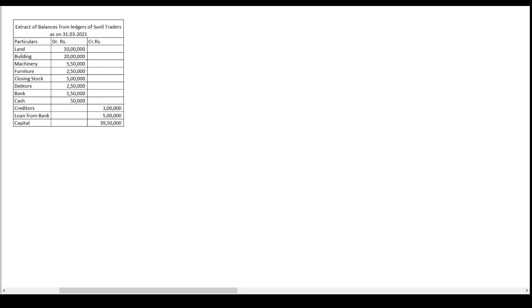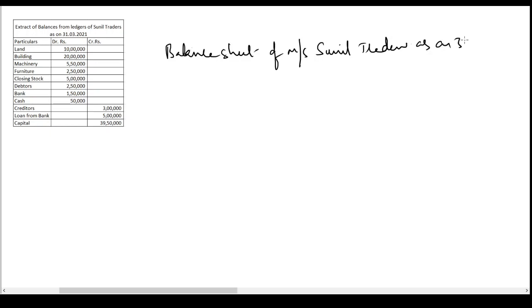So what we are going to do is prepare the balance sheet of the trader. We'll write here. Balance sheet of Messrs. Sunil Traders as on 31st March 2021. Liabilities, rupees, assets, rupees.